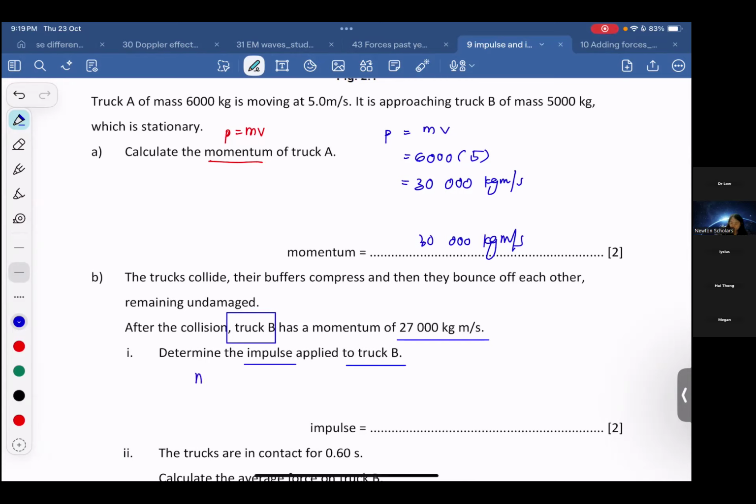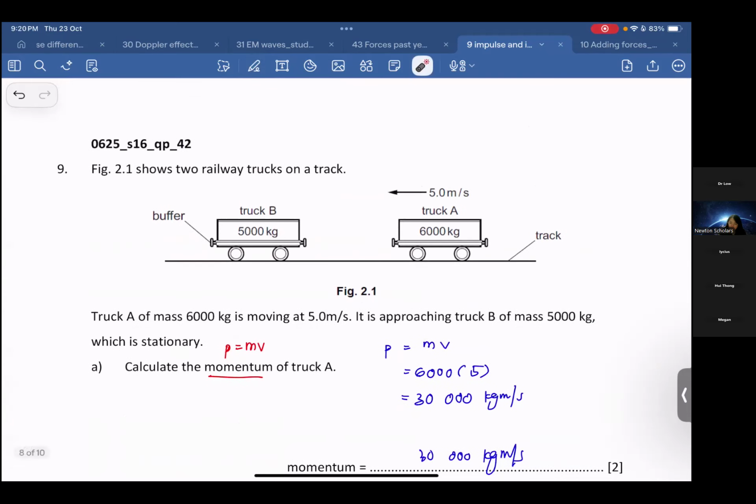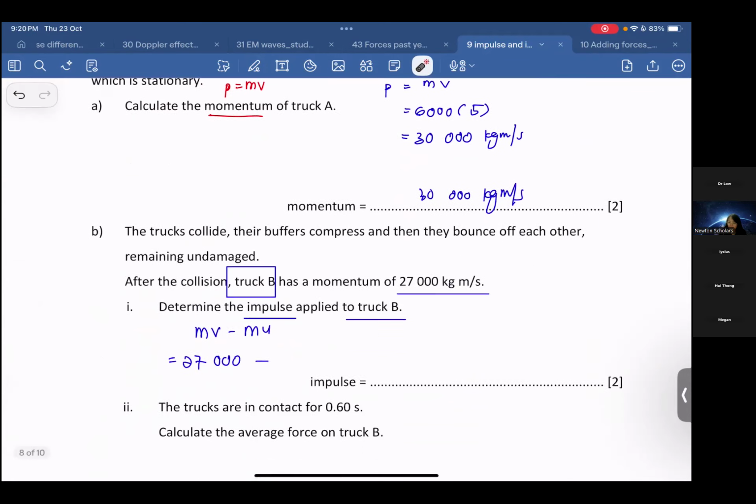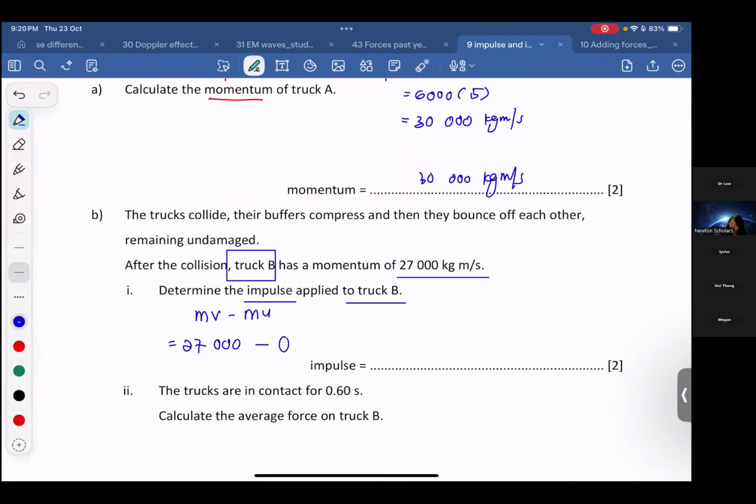Impulse for truck B, mv minus mu. What is the impulse? Final momentum is 27,000. Initial momentum? What is the initial momentum for truck B? Initially, truck B is stationary. Is there any momentum? My answer is no. There is no momentum for truck B, so here it is 0. So your answer should be 27,000 kg meter per second. Is that clear, dear?